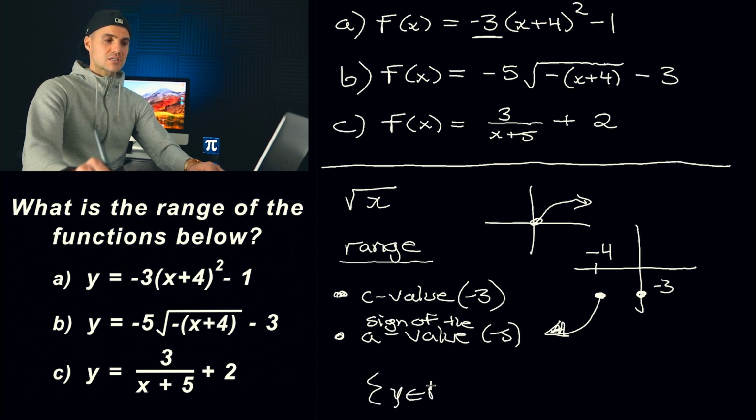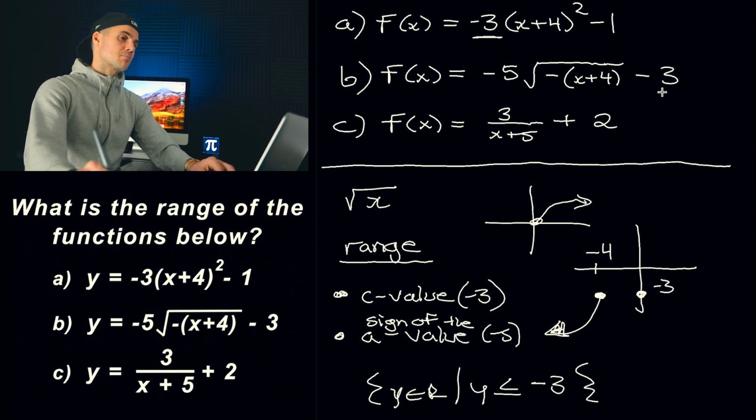And so the range in this case is going to be y is less than or equal to that c value of -3. If this was +5, this would be greater than or equal to -3, right? If this -3 was a +2, then the function would be starting up there, and it will be less than or equal to positive 2. So the range, again, for a square root function depends on the c value and the sign of the a value.